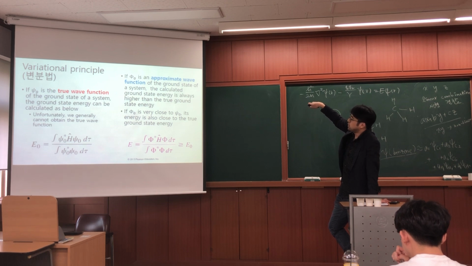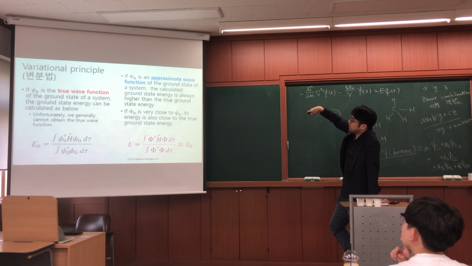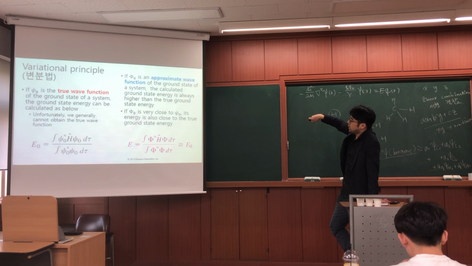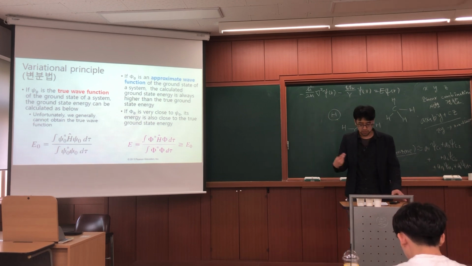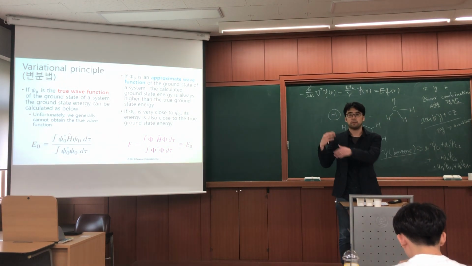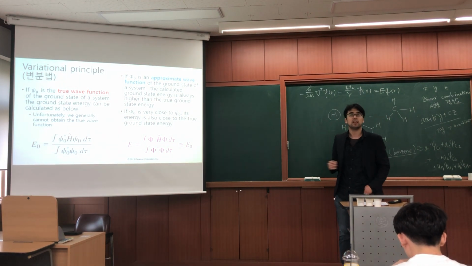Mathematically, let's assume that this phi is an approximate wave function. If we calculate the energy using this approximate wave function, and say that energy is written as E here, then mathematically we can prove that this approximate energy E is always larger than the true energy. That is the variational principle. The proof is somewhat complicated, so I'll skip it.